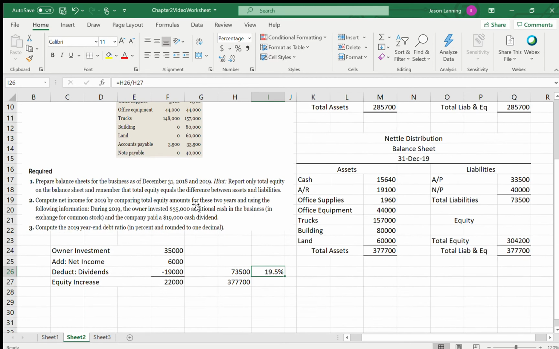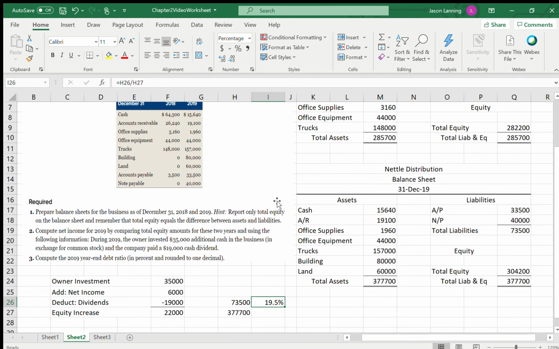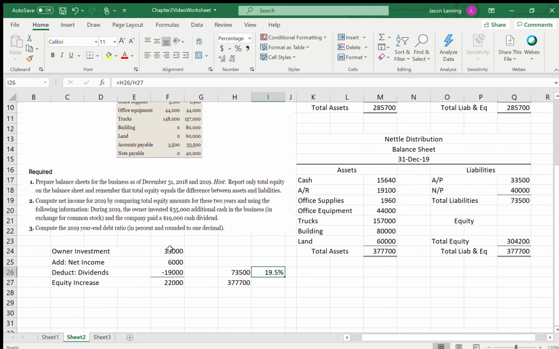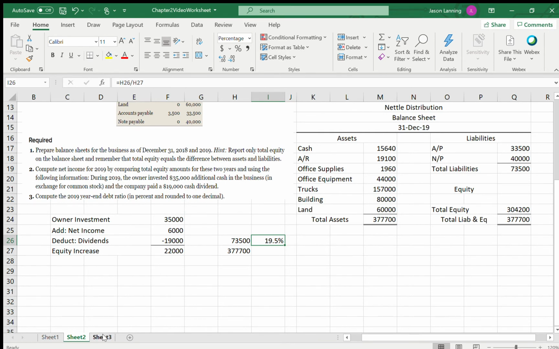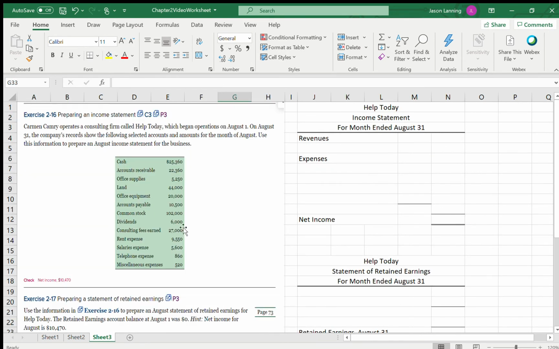Okay, so this is how we look at balance sheets. If we have our equity and we know our other information regarding capital and dividends, we can determine net income. Now, the last couple problems I have here are exercise 2-16 and 2-17, again from the end of chapter 2. In this one, Carmen Camry operates a consulting firm called Help Today, which began operations on August 1st. On August 31st, the company's records show the following selected accounts and amounts for the month of August. Use this information to prepare an August income statement for the business.